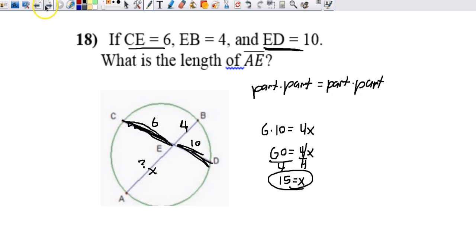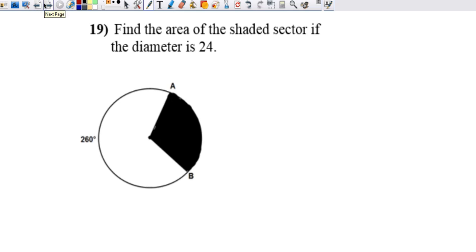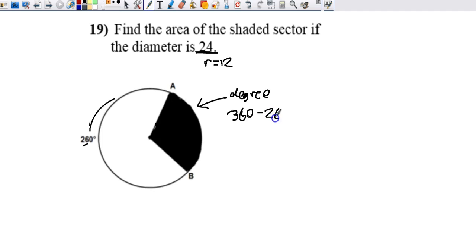Okay, question number 19. All right, we're into the sectors now. So the last section, find the area of the shaded sector if the diameter is 24. So the diameter is 24, the radius is 12. The shaded sector is actually over here, but the degree is representing this portion of it. So to get that degree, we want to do 360 and subtract the 260. That's going to be 100 degrees.